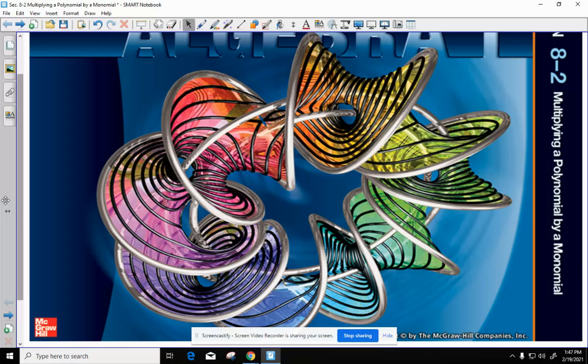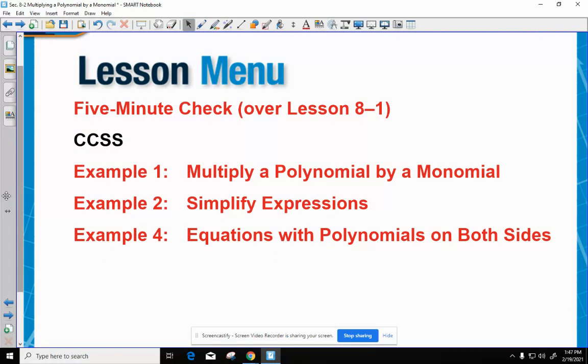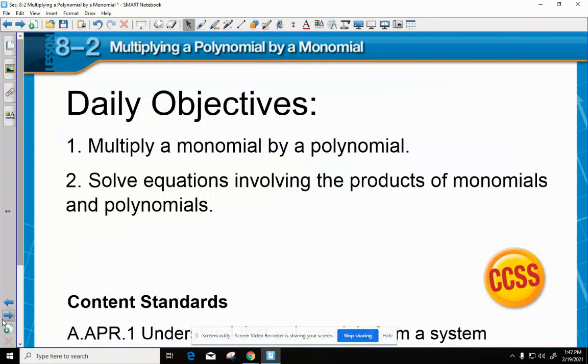Well, we're going to go a little bit bigger than just a number, a constant out there. What if it's got a variable? What if that variable's got a power? Those kinds of things. So that's what we're going to look at today. We're going to look at a couple of examples. Example 3 is missing on purpose. I didn't like it, so I took it out. We did this already. Okay, so those are our goals.